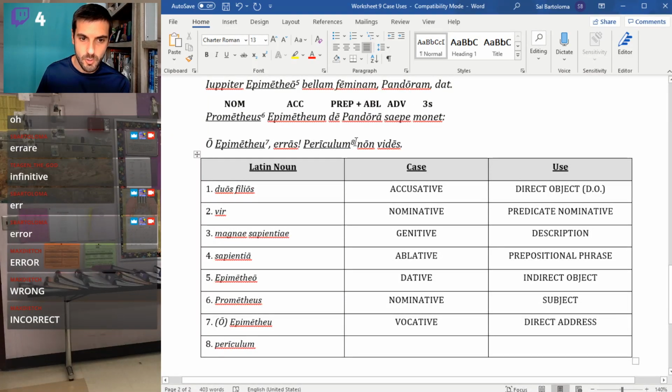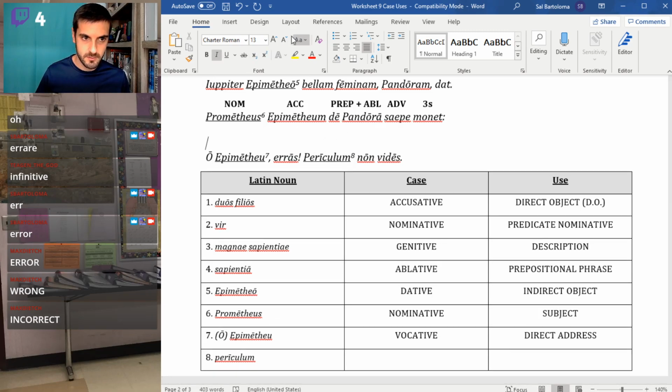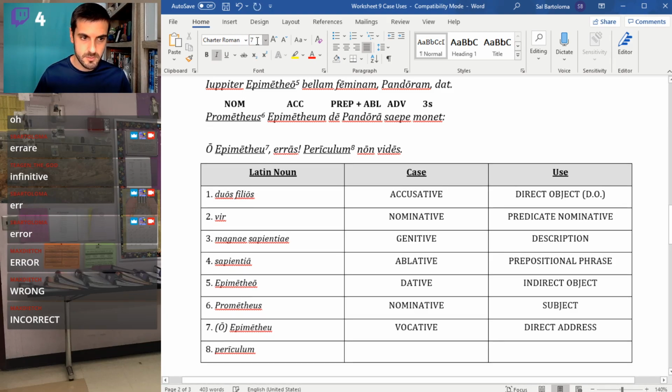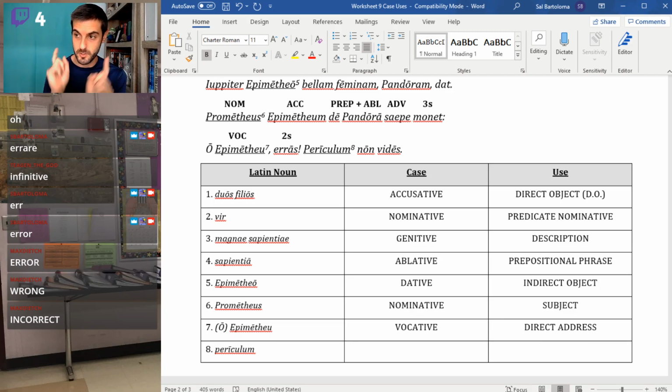Periculum non vides. So we have here our vocative to get it going, right? So we start out with the vocative, so I know who I'm talking to. And then my verb is second person singular because he's talking directly to his brother. And he's saying, you, Epimetheus, you are making a mistake. Periculum non vides. Now, periculum in a chart could be nominative or accusative.